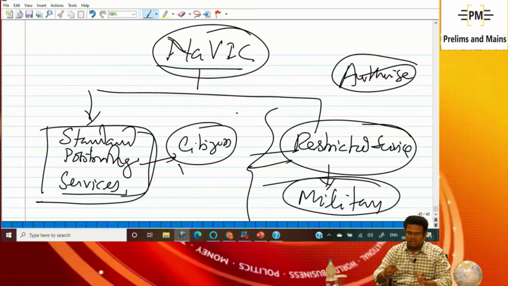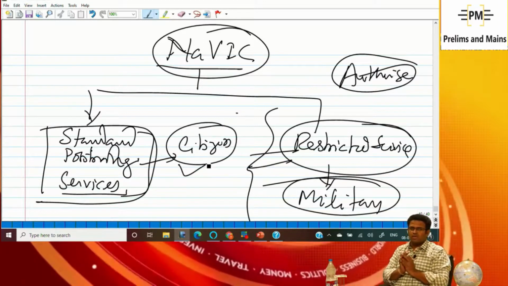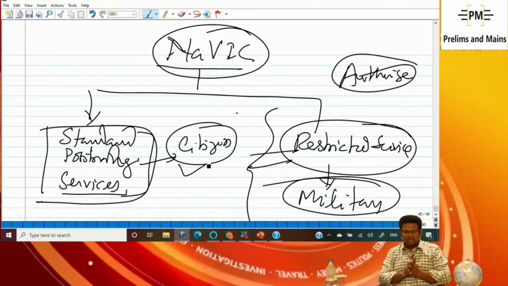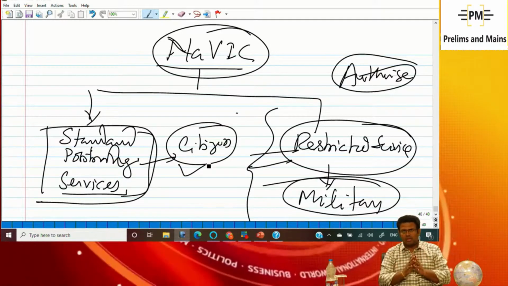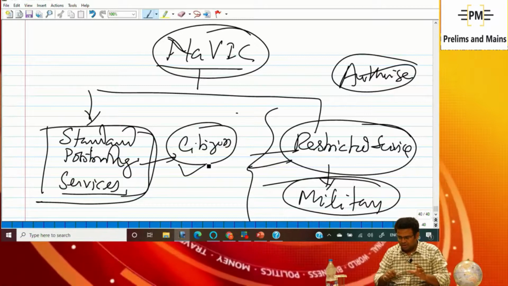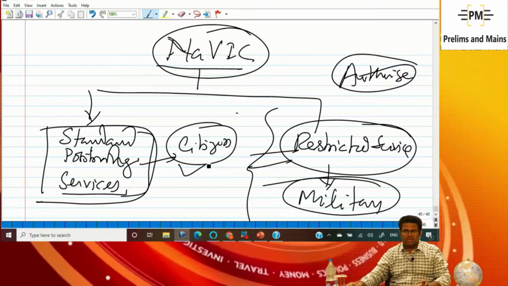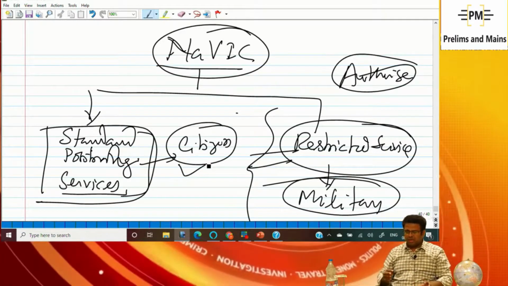and another is for the citizen. So the NAVIC will provide 2 types of services, that is standard positioning services and restricted services. This is clear. So I have done up to this. Tomorrow I will start with Gaganyaan and all.